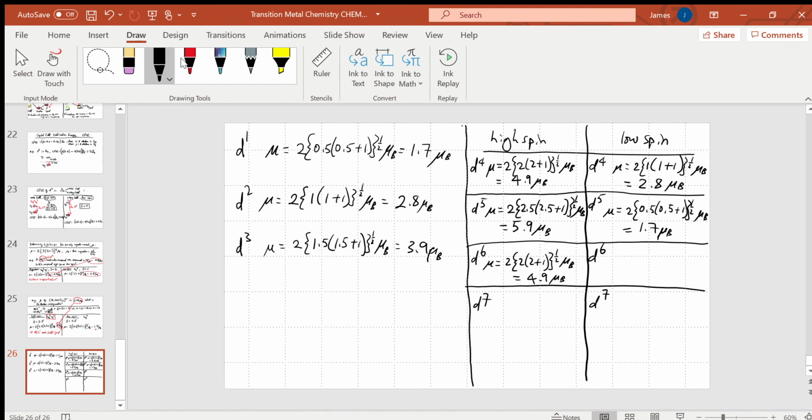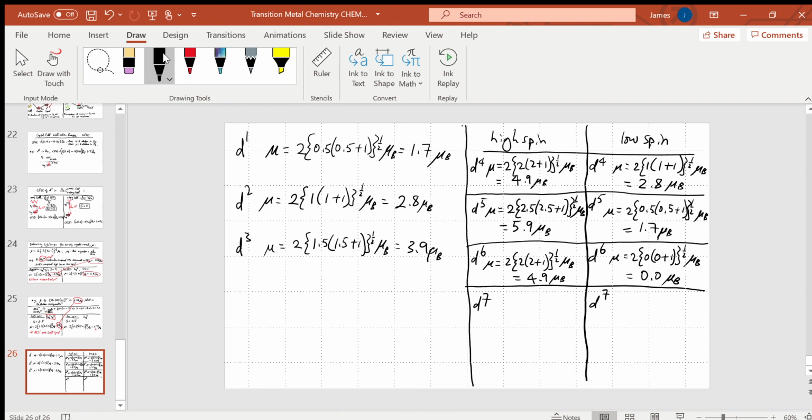D6 low spin. That would have a spin of 0. So that's 2, 0, 0 plus 1, square rooted multiples of Bohr magneton. That would be clearly 0 Bohr magneton. As soon as I said Bohr in my head, my brain wrote beta. That's just the way that goes. Bohr magneton.